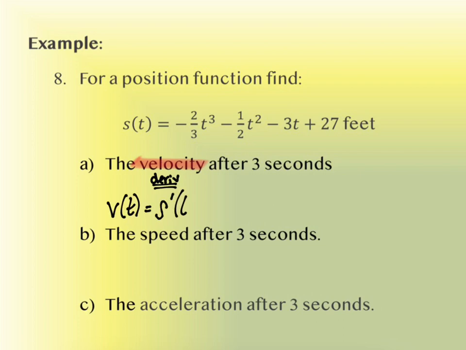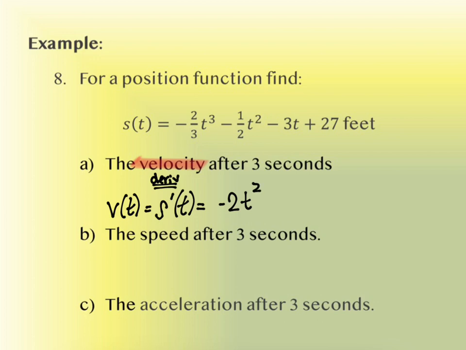It's the derivative of position. And t is being used here because t is for time, in seconds in this case. So we're going to take the derivative of negative 2/3 t cubed. What's the derivative of negative 2/3 t cubed? Well, you bring your 3 down. The 3 would cancel with the 3 that's in the denominator. So I'd end up with just negative 2t squared.